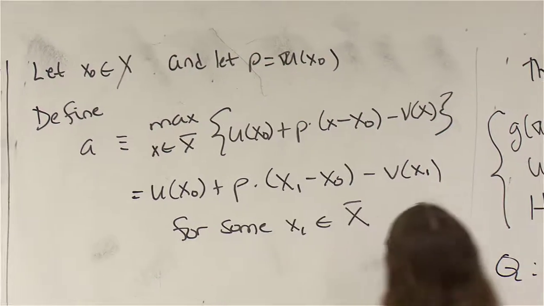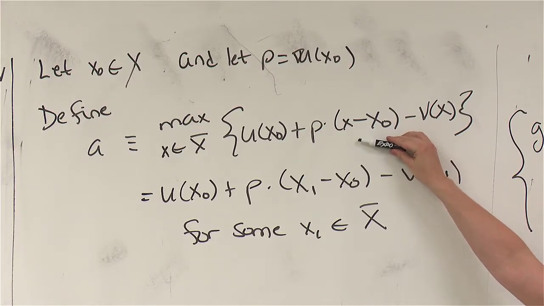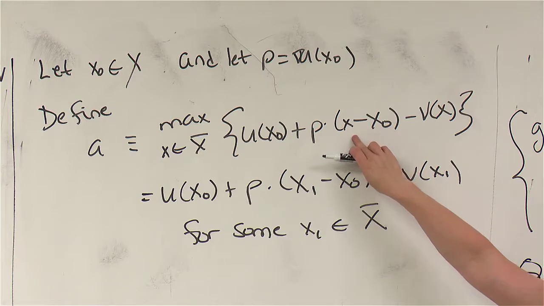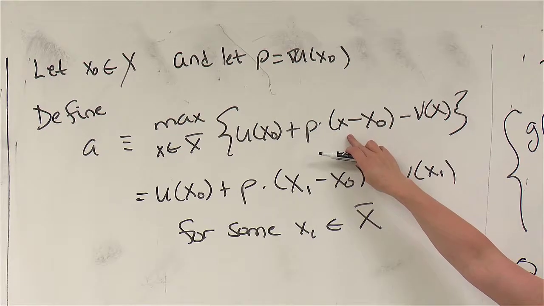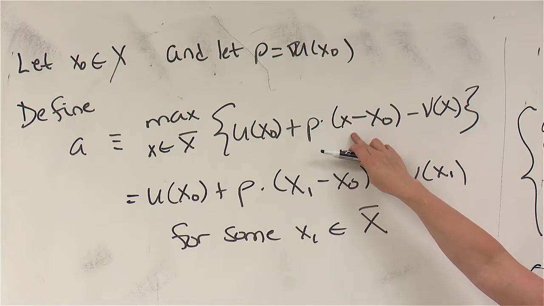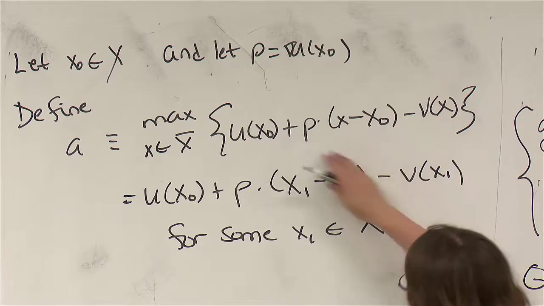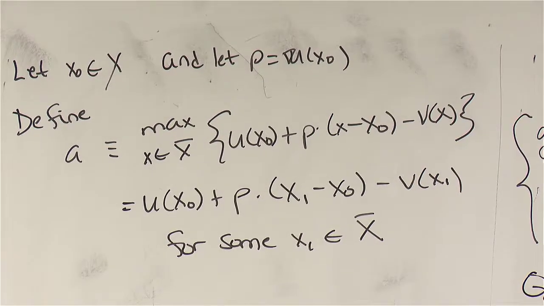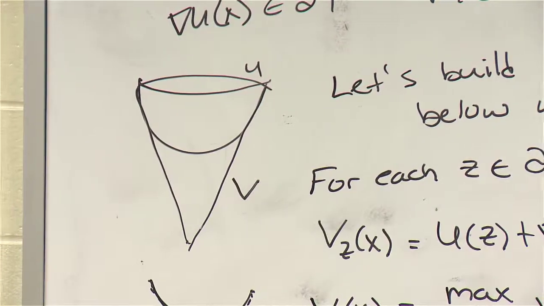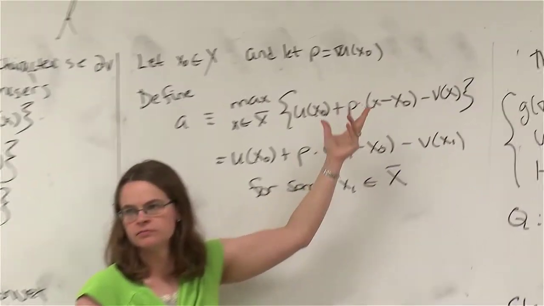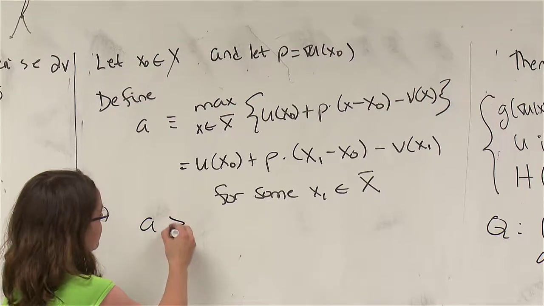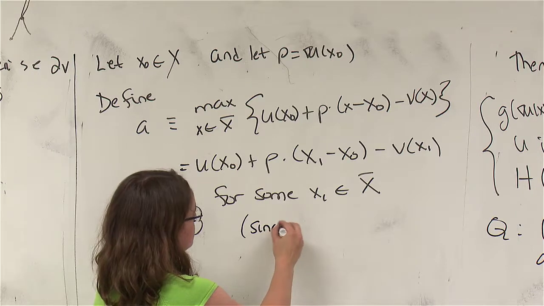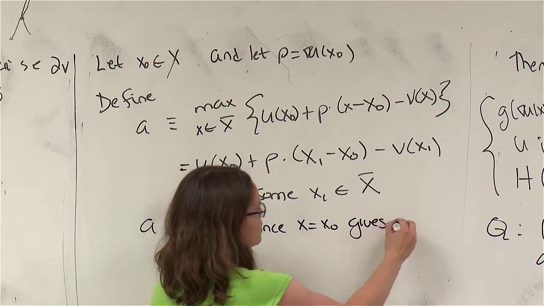The reason I say that is if I plug x equals x naught into here, what do I get? What's the value that pops out? Is it 0? So if I plug x naught into here, this goes to 0. This becomes u of x naught minus v of x naught, right? Which is positive, right? U is always above v. So I can make this positive, which means the maximum of it is certainly positive. So certainly A is greater than or equal to 0, since x equals x naught gives a non-negative value.